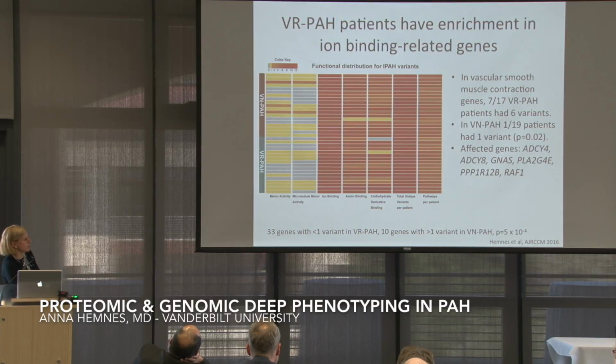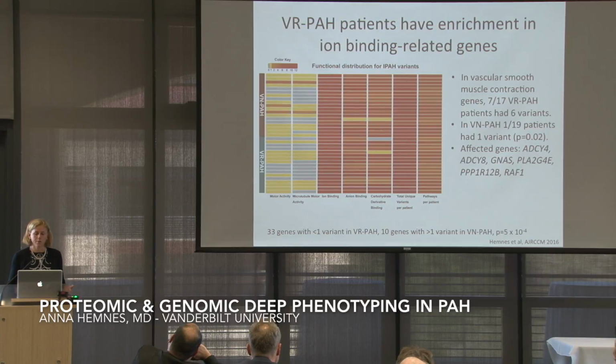So there were 33 variants with greater than 1 variant in the vasodilator responders, and there were only 10 genes with greater than 1 variant in the non-responders, and that was highly statistically significant. So they just appear to have more variants in general. The second thing was that the folks who had vasodilator responsive PAH had more genes identified in the ion binding and the vascular smooth muscle contraction pathway, which sort of makes sense, actually, when you think about it, but it was really neat to see that come out in the whole exome sequencing data.